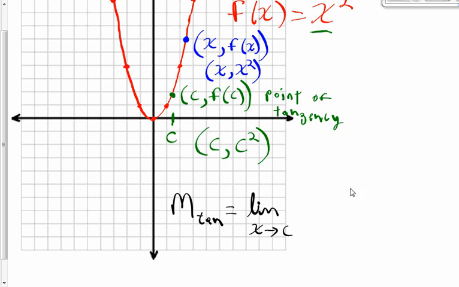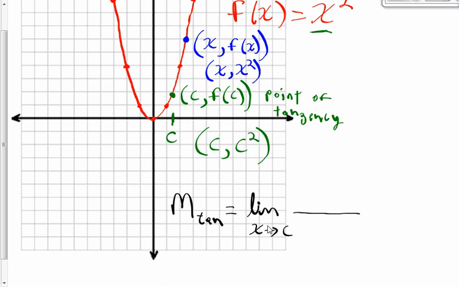And now I'm going to look at the slope of the line connecting the green and the blue points. So there's a secant line connecting the green and blue points. If I take the limit as the two points get closer and closer together, I'll get the slope of the tangent line when the distance between them becomes infinitesimally small.